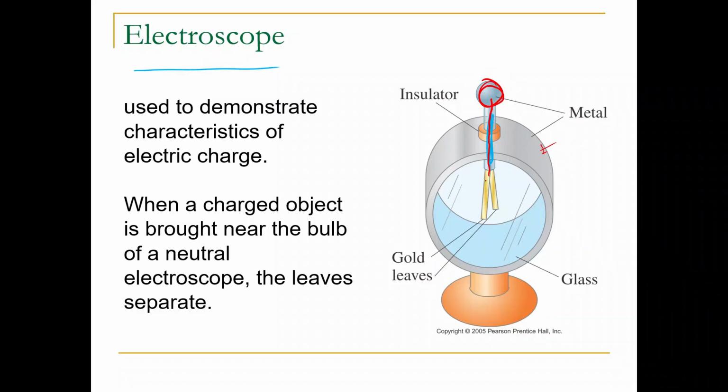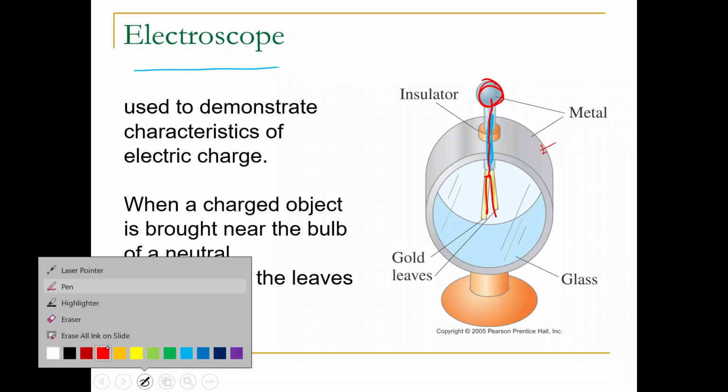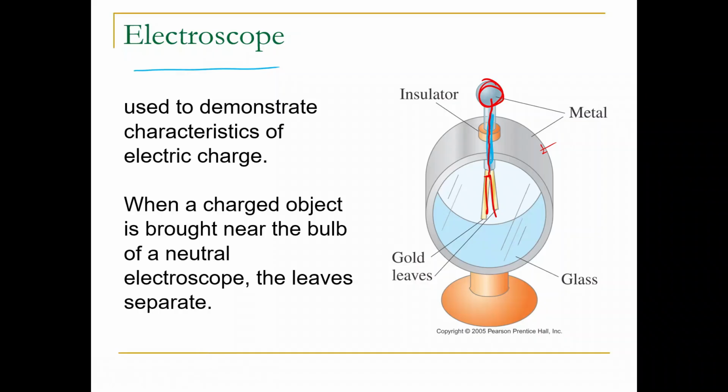So what happens is these two leaves, if there's no charge around, would just hang straight down. And they would hang straight down because they would have equal numbers of positive and negative charges. So you've got your positives kind of equally throughout everywhere, but then they also have the negatives.